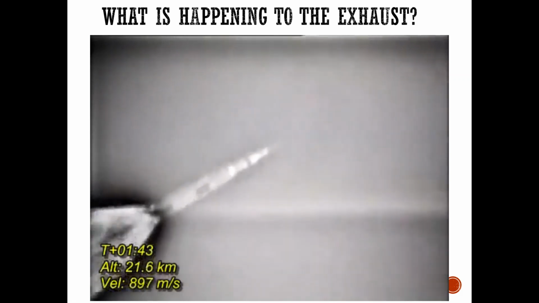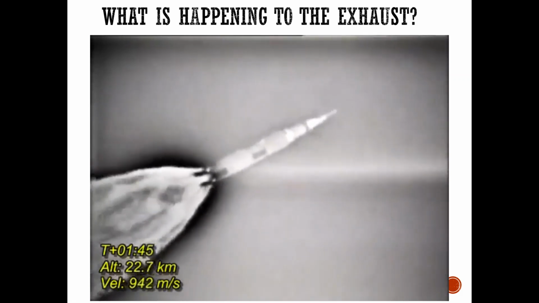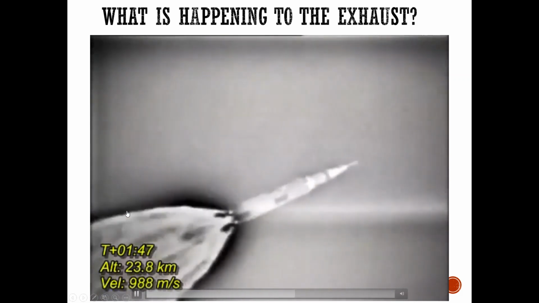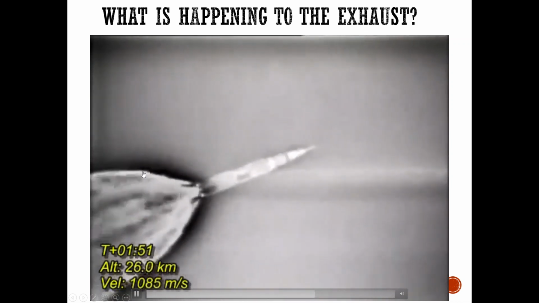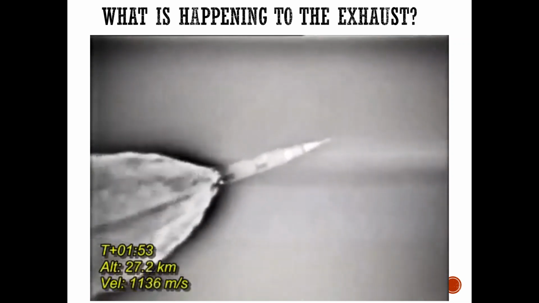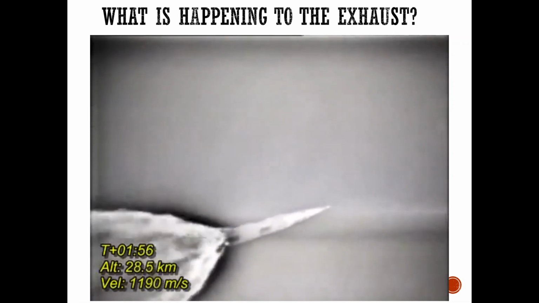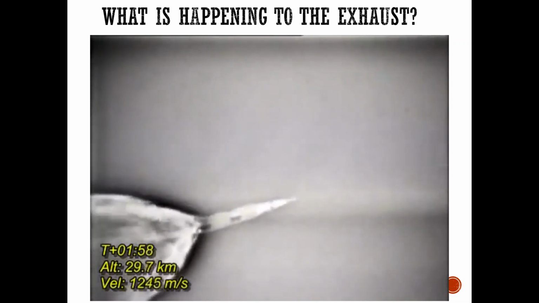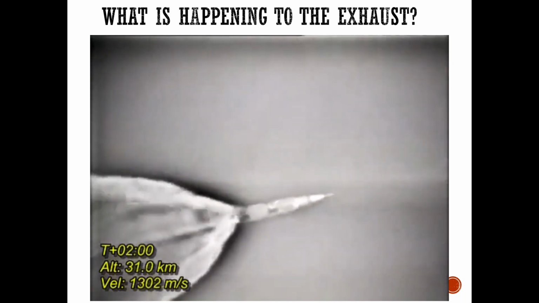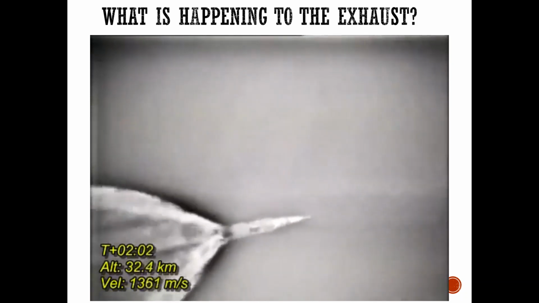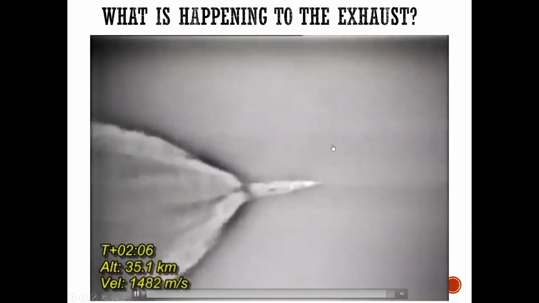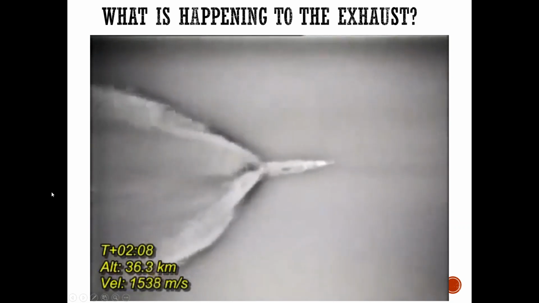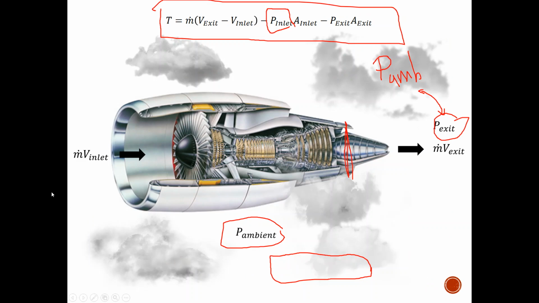So as the rocket climbs in altitude, the plume coming out of the engine actually increases in its area, right? Now, think about this. What do you think that's going to do to the forces or the thrust experienced by the rocket? This phenomenon can be represented by this equation right here, okay?